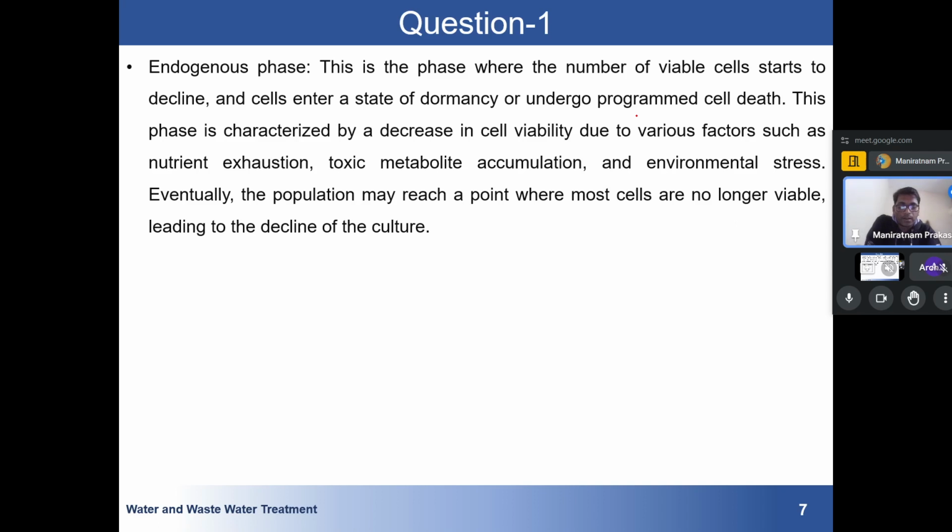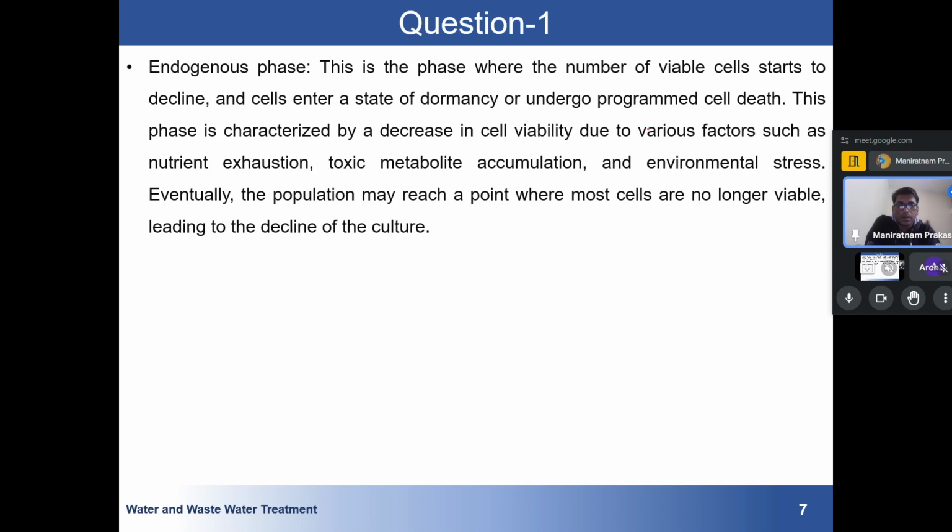So combining all this experience, all these conditions, what is happening is that there is no further growth of microbes. That is why it is known as endogenous. From the name it also suggests an end. Now, decrease in cell viability due to various factors such as nutrient exhaustion, toxic metabolite accumulation, and environmental stress.